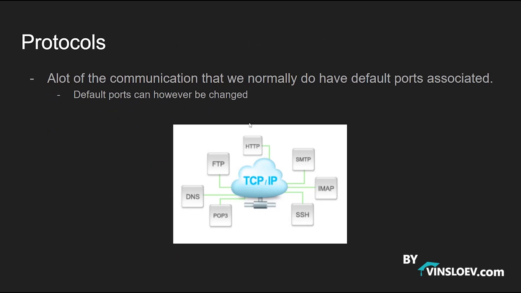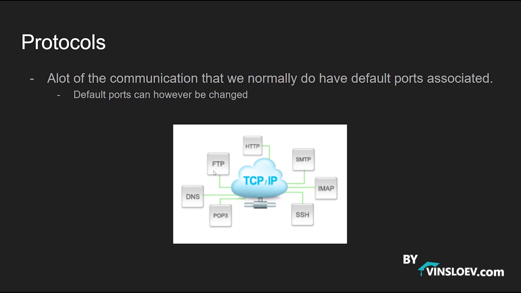So on a network, and when communicating over the network, we have several protocols. We have seen some of them before in the previous lectures, but here we will refresh some of them and what kind of port they use and what they are used for. And as you see here, we have different ports. We have FTP, HTTP, SMTP, SSH, POP3, and so on.